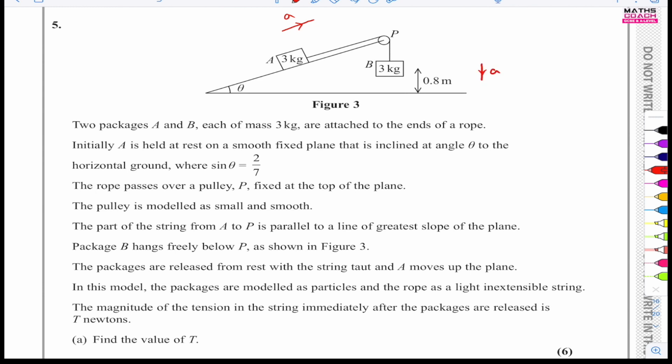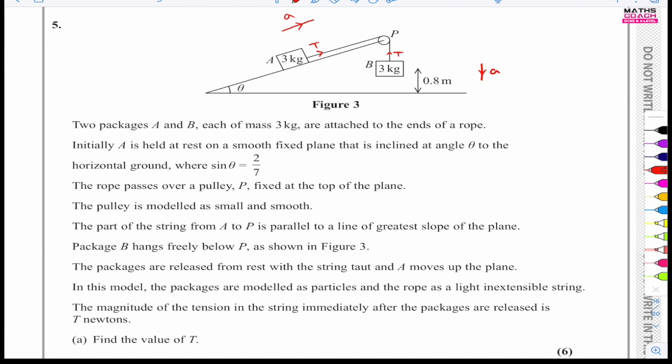It's a connected system, so the acceleration of both objects would be the same in terms of magnitude. The packages are modeled as particles, and the rope is a light inextensible string. The magnitude of tension in the string immediately after the packages are released is T. So we're going to have tension T pulling A up, and tension T pulling upwards there.